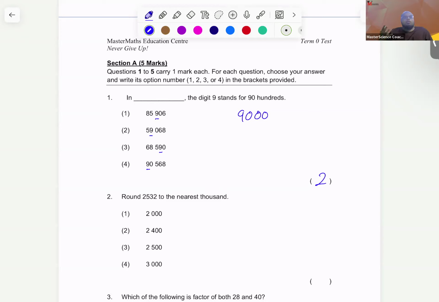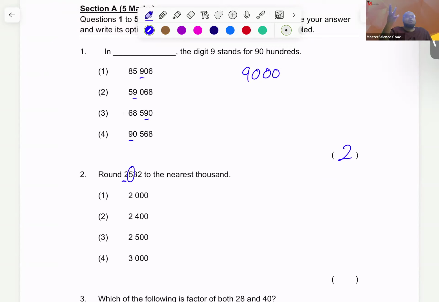Correct. 5, 6, 7, 8, 9, round up. Okay. 0, 1, 2, 3, 4, we round down. Okay. So round up means I plus 1 to the 2, it becomes 3,000. Okay, number 4. If I round down, then it will become 2,000. Okay.